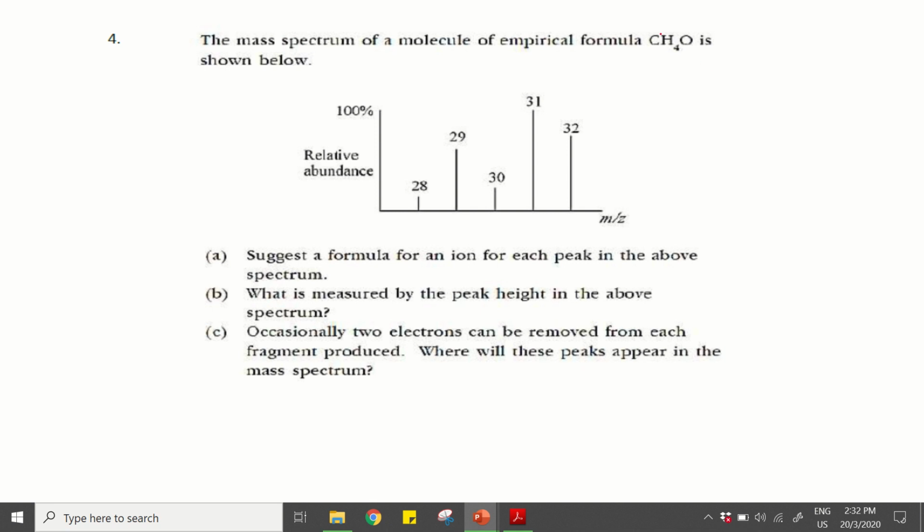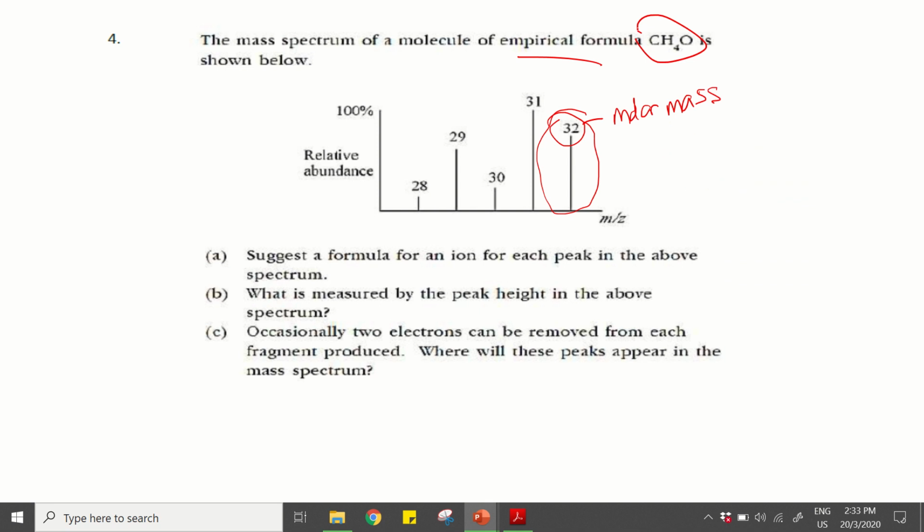First, what is the information we have? We have CH4O. This is the empirical formula. It is not the actual formula. And these are all the possible fragments. Now, like I always say, when you're given this mass spectrum, the first thing you look for is the peak with the highest mass to charge ratio, which is this one in this case. And this is actually the molar mass.